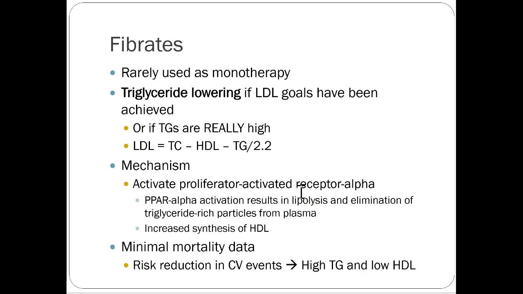And if your trigs are really high, it's probably a sign of some sort of metabolic disease as well, whether it be uncontrolled diabetes or a complication of obesity or something like that, and probably worth bringing them down to begin with. There's not a lot of mortality data. There is maybe a risk reduction in CV events with high triglycerides and low HDL if you can reverse some of those things, but we don't really have a great pool of evidence compared to LDL.